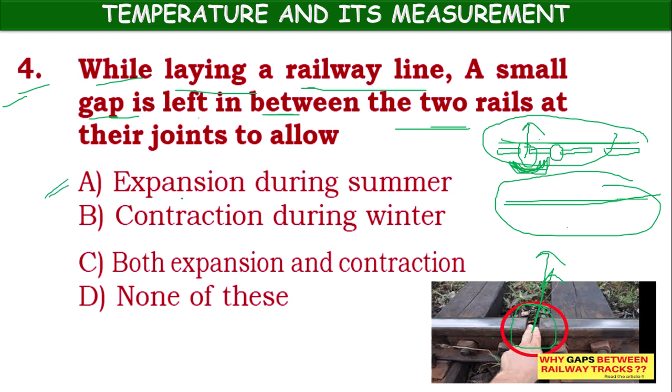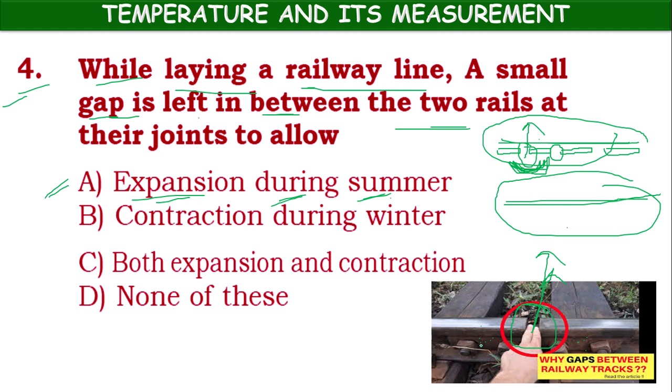Option A, expansion during summer, because as per the thermal expansion concept, any object when heated will expand, because these two rails, or this total railway line, is under the sunlight for the whole day.